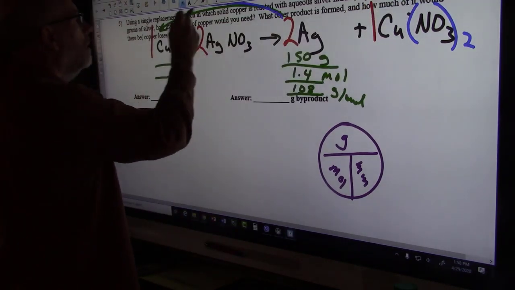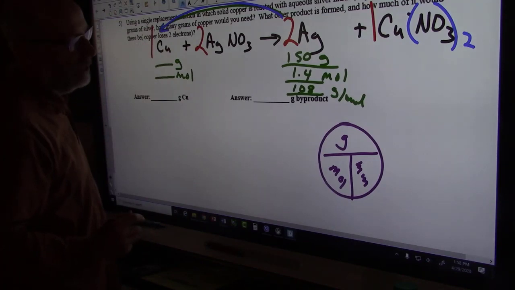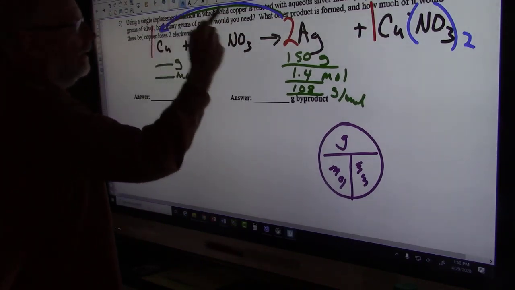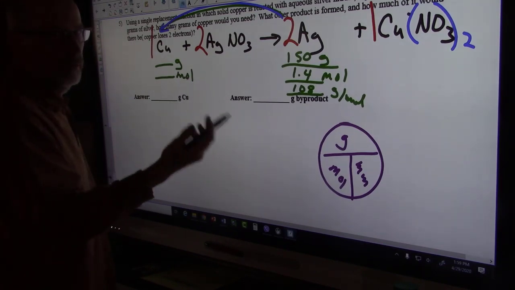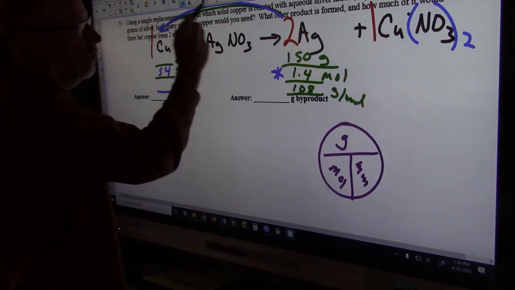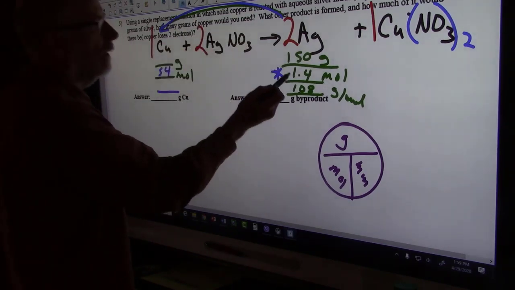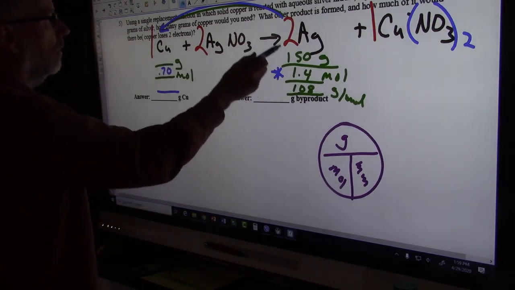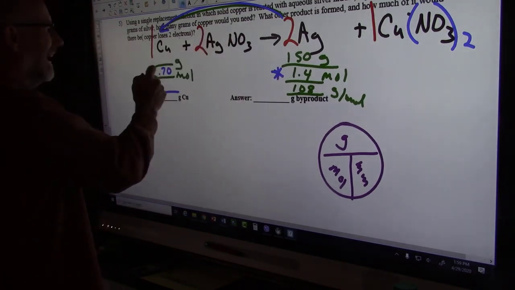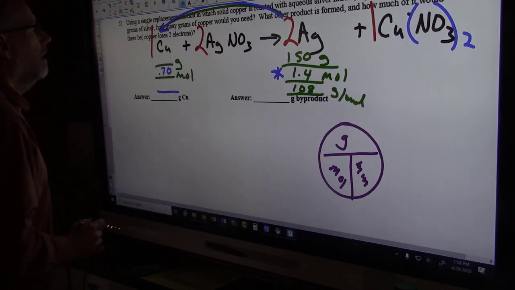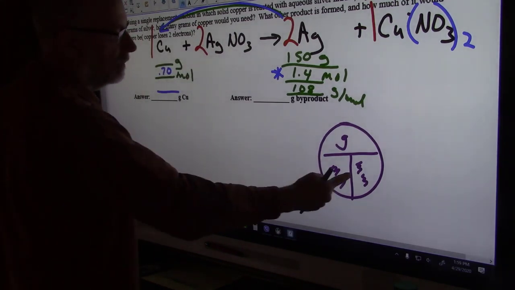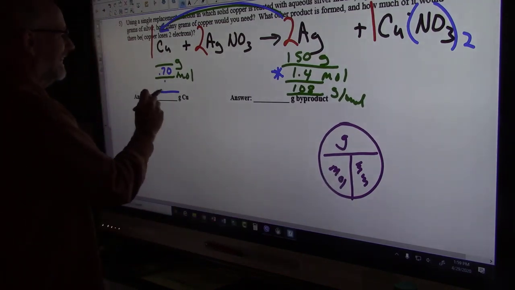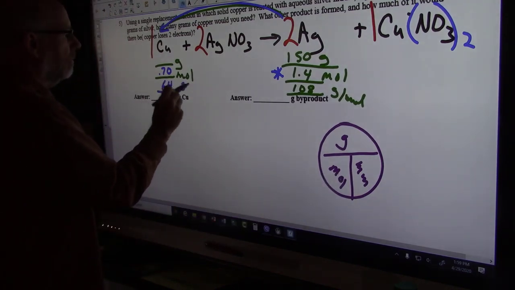2 to 1 mole to mole ratio. 2 is to 1, as 108 is to, let's see, what's half of 108? It's 54, I think, right? 2 is to 1 as 1.4 is to half of 1.4. 2 is to 1 as 1.4 is to x. Solve for that. The question says how many grams of copper. To get grams, I need moles times molar mass. Copper's molar mass is 64, I think, grams per mole.